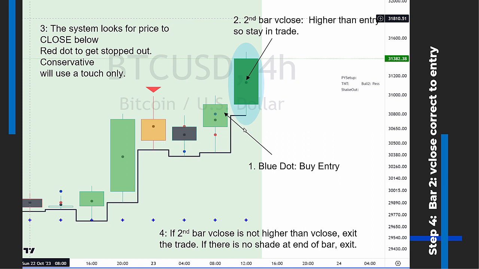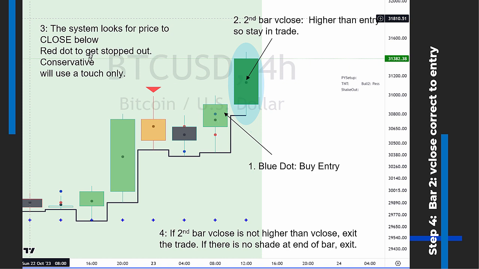Step 4 is where we're validating the second bar, which is right there. In this bar, we're going to look at the V close and where it is in respect to the entry. There's your entry. This is a bullish trade. You want that to be above the entry dot. It is, so we're going to stay in this trade. Also, the shade is still there at the end of the bar, so we're going to stay in this trade. If the shade was not there or the V closes below the entry on the second bar, we would exit this trade completely. Also, remember, you have your stop at the red dot here.